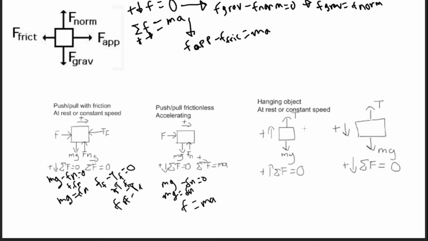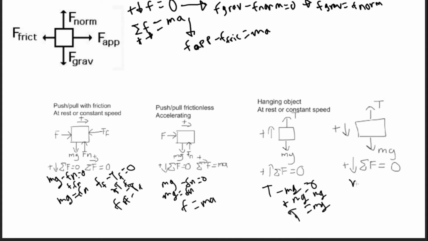Hanging object at rest or constant speed. Here, instead of our normal force, we have a tension force that's going against the force of gravity, and it's going up. We can assume there's no horizontal force on these, so that's good for us. Since it's going up, tension is subtracted by mass times gravity, which is equal to 0. So that just means tension is equal to mg. That's it. Let's take a look at this other one.